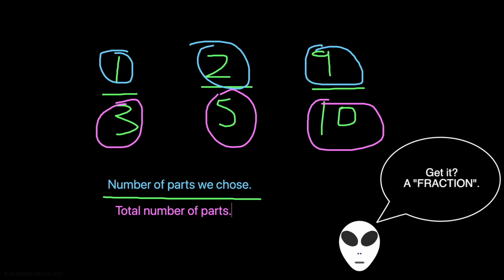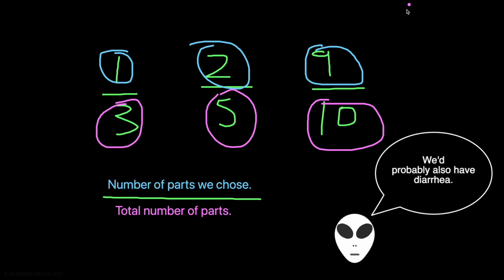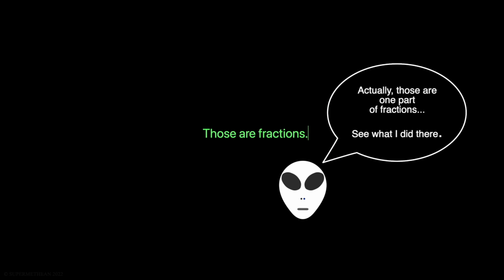So if we had a cake and we divided it up into 3 parts and we selected one of those parts, we would have 1/3. If we divided the cake up into 5 pieces and we selected 2 pieces, we'd have 2/5. And if we divided it up into 10 pieces and selected 9, we'd have 9/10. So those are fractions. They do get a little bit more complicated because there's so much we can do with fractions. And we'll get into that. But for right now, this is a good place to start to truly understand what fractions are and how they work.